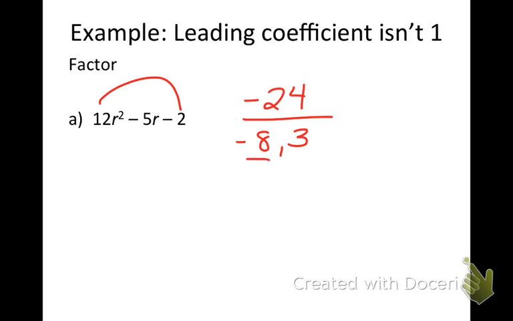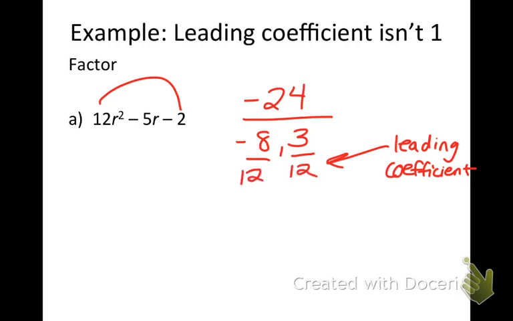What you do is you turn these into a fraction, and the number that goes in the denominator is going to be your leading coefficient. In this case, our leading coefficient is what number? 12. So I'm going to put 12 in my denominator of my fractions. Now I'm going to reduce my fractions if I can. In this case I can. Negative 8 over 12 reduces to what? Negative 2/3. And 3 over 12 reduces to 1/4.